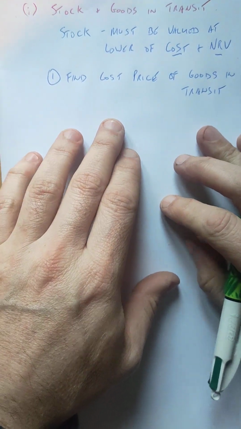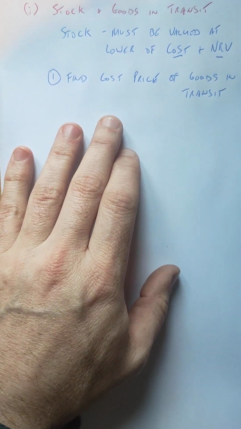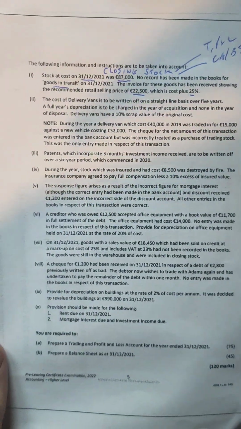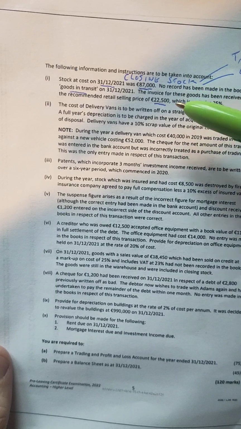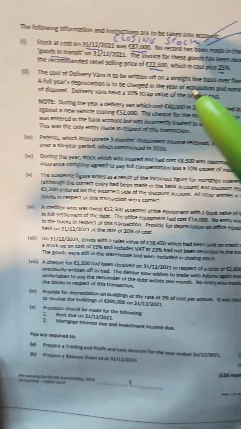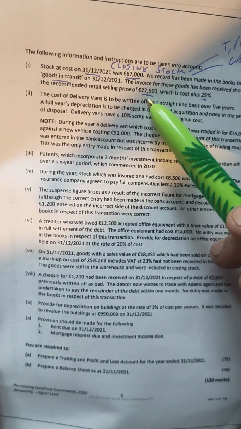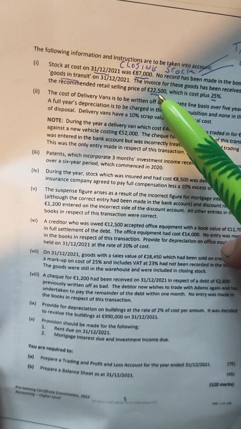Okay, now it's easy once you know what you're looking for here, right? The selling price, we can't add that. You can't add the selling price, 22,500, to stock. We have to find the cost price of it, because again, the lower of cost and net realizable value. But we're given the cost plus 25%. So basically what's happening here is the 25% profit really is included here, right?